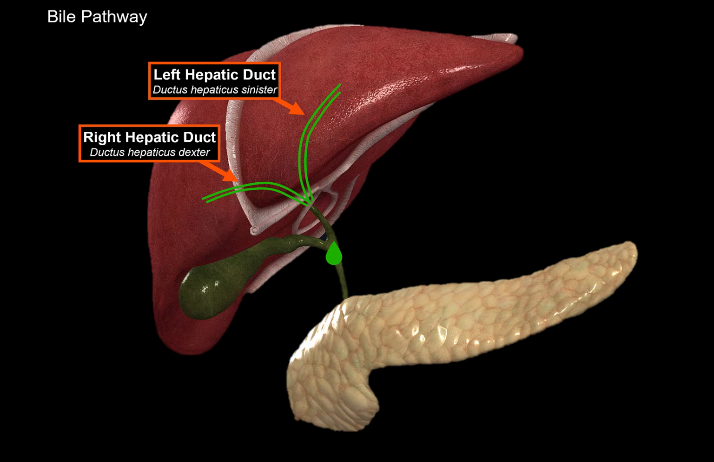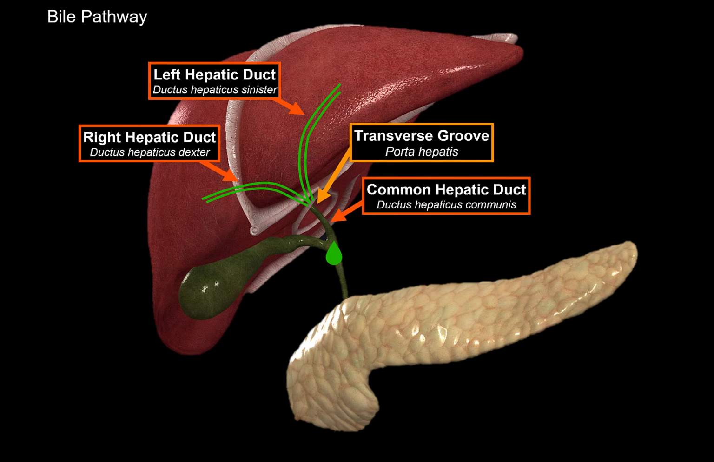The right and the left hepatic ducts will eventually unite in the middle and form a common hepatic duct. The common hepatic duct is about 5 centimeters long and it goes through the porta hepatis, or the transverse groove, protected by the hepatoduodenal ligament.